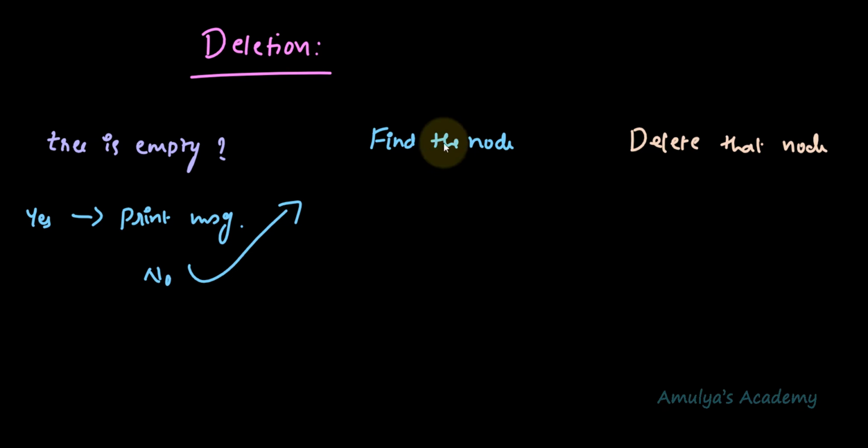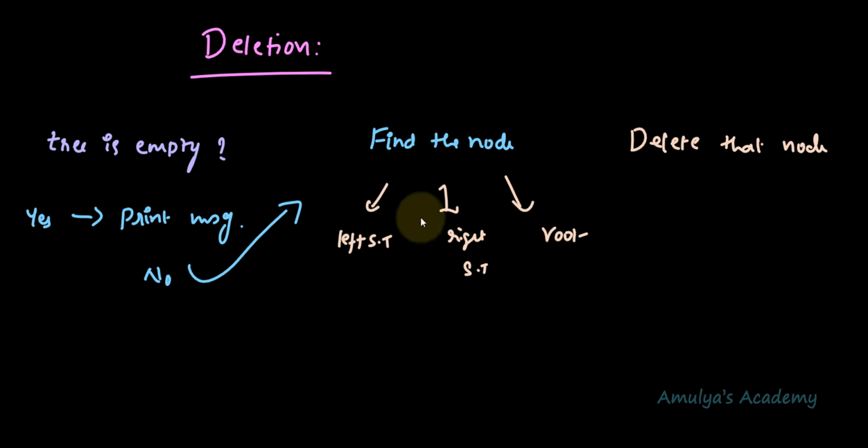So here, to find the node, a node can be present in the left subtree or in the right subtree, or it can be equal to the root node. The data of the given node can be equal to the root node. We have three conditions, right? If the data of the given node is less than the root's key, then the node I want is present in the left subtree. If the data of the given node is greater than the root's key, the node which I want is present in the right subtree. If both conditions are false, the data of the given node is equal to the root node. We have these three conditions to check.